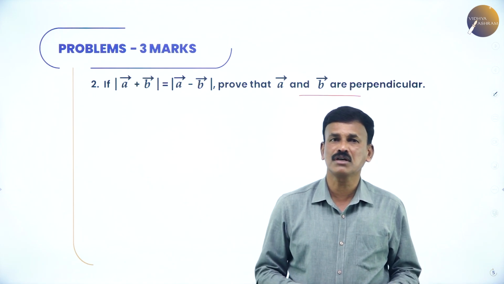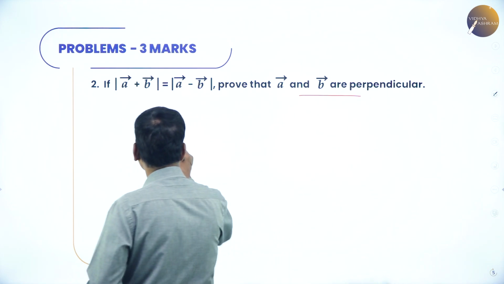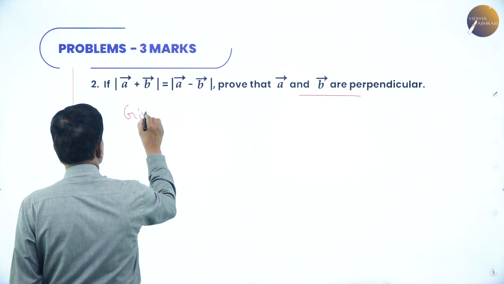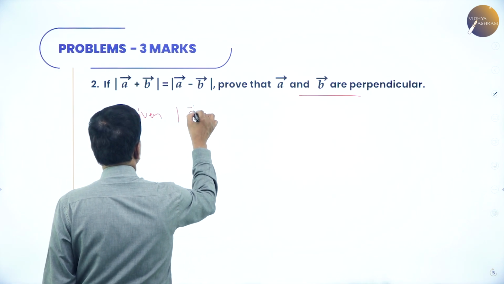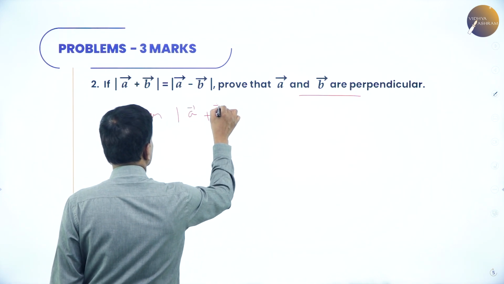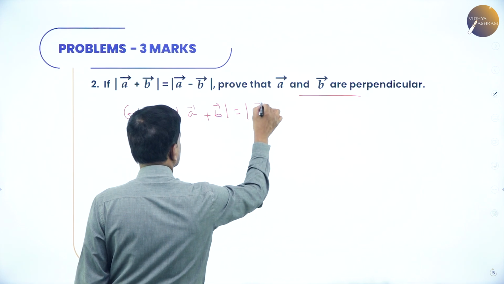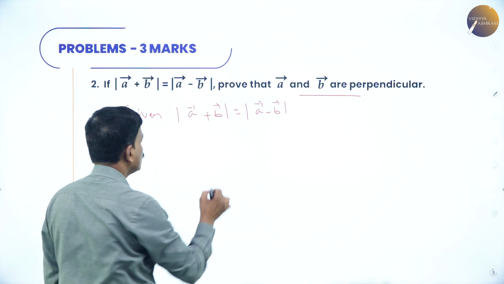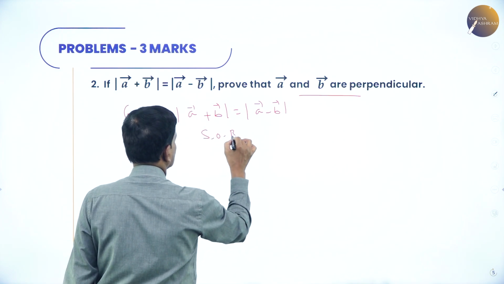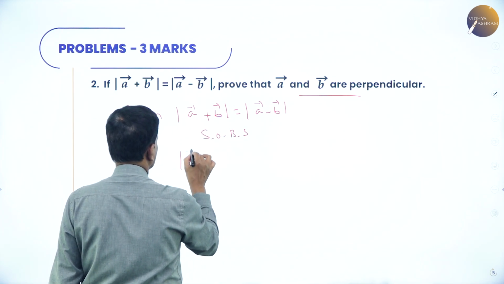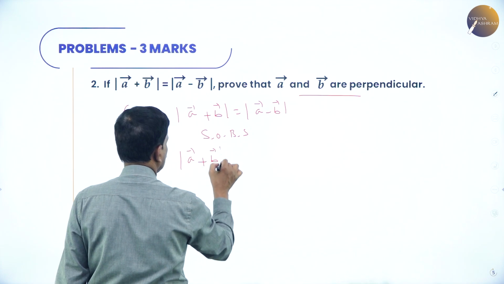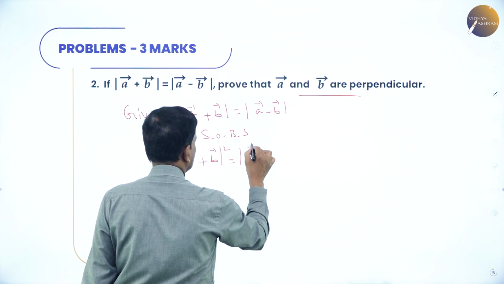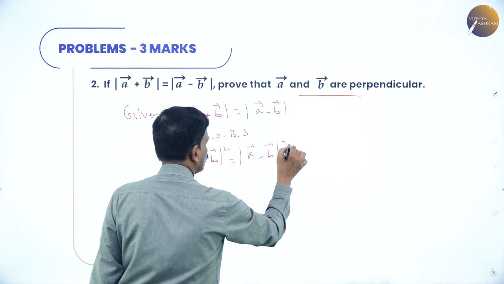For this, square on both sides. What is given? Given that the length of vector a plus b is equal to the modulus of vector a minus b, right? Now just square it, squaring on both sides. So what happens? This is nothing but the length of a plus b whole square is equal to the length of a minus b whole square.